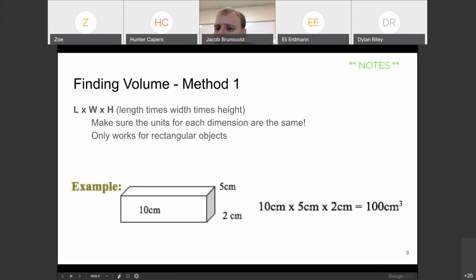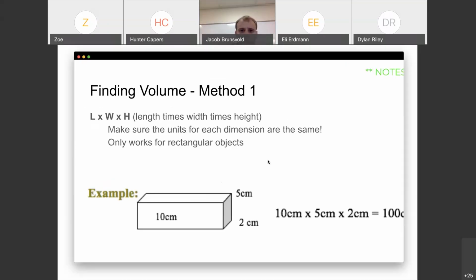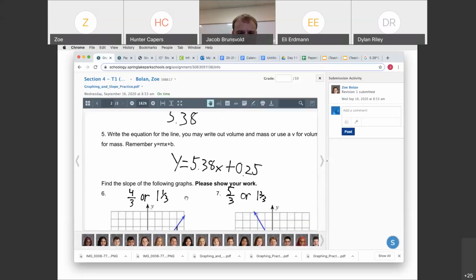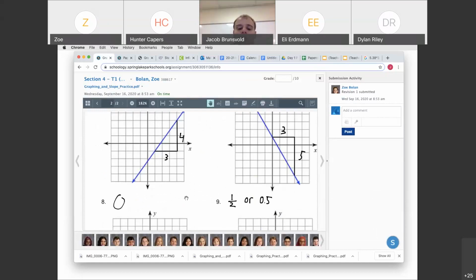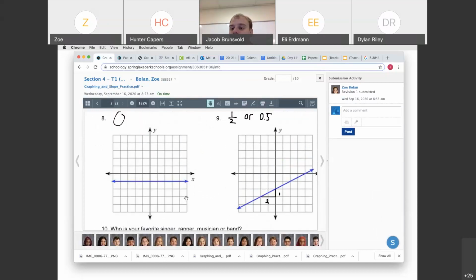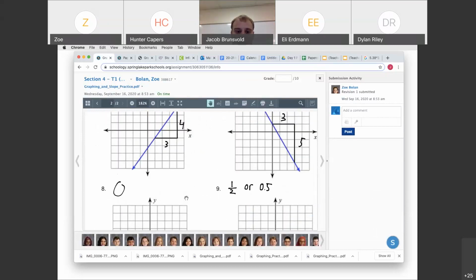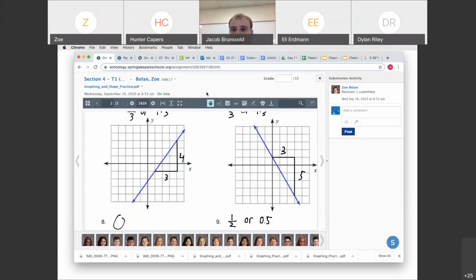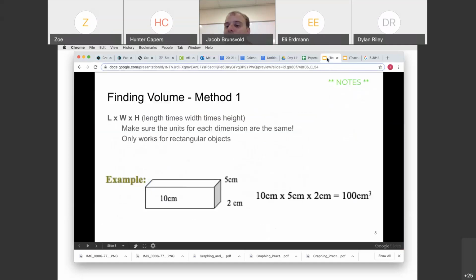Oh, sorry. Mara had a question. Do we need units for questions 6 through 9? Let's just take a quick look at that, and then we'll come back to the notes, folks. Questions 6 through 9, please find the slope. No, you do not need units because there's no units on those axes. So that's a great question, Mara. This is just supposed to be some quick practice on slope. You can just write the number down. Good question. Okay, let's keep going here.